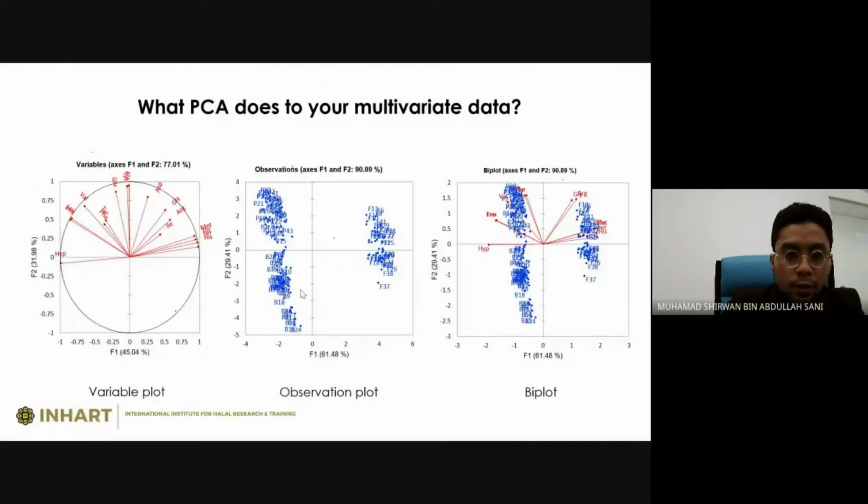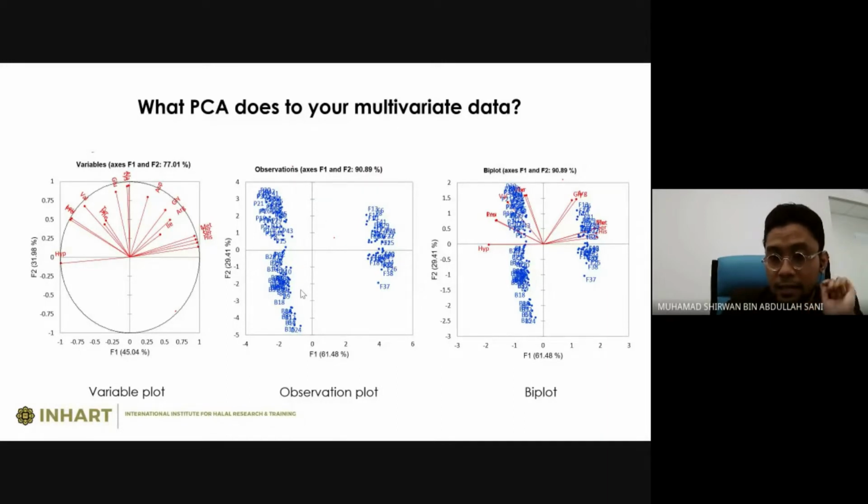So yesterday we also went through how to check whether the variables that you have have a positive or negative correlation, and which variables have no correlation at all. And then based on this PCA, we also can plot an observation plot. The observation plot is actually a sample plot, so any samples having similar characteristics of variables will be located together. And then if we superimpose the variable plot onto the observation plot, or vice versa, we can get a biplot.